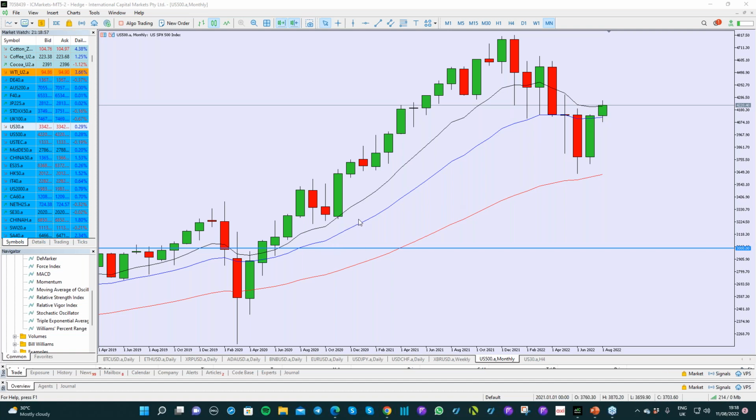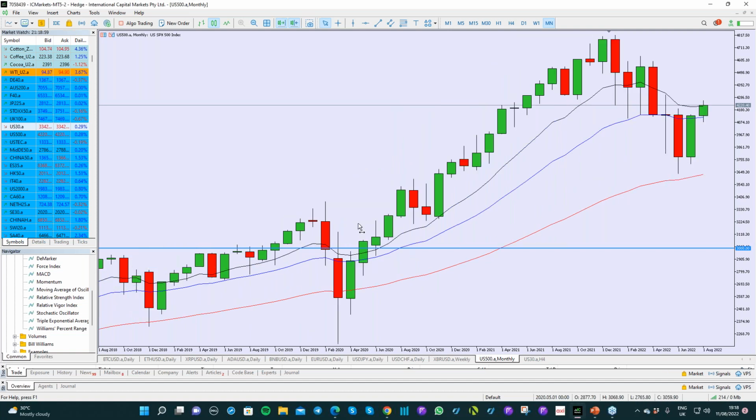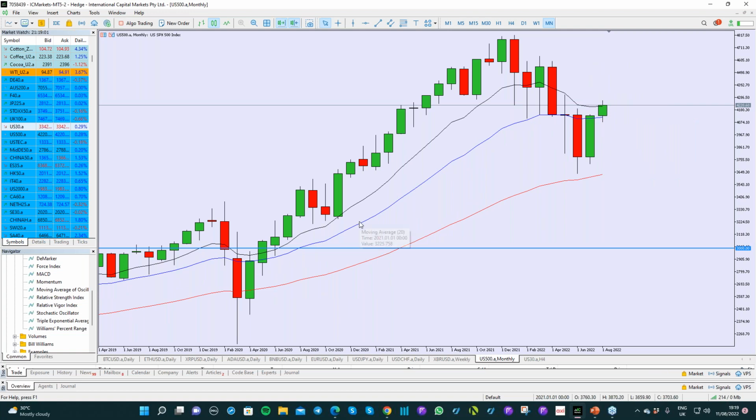Because quite often what we can see is, for example, over here, we've got a strong bearish candlestick closing near the low of the candle.